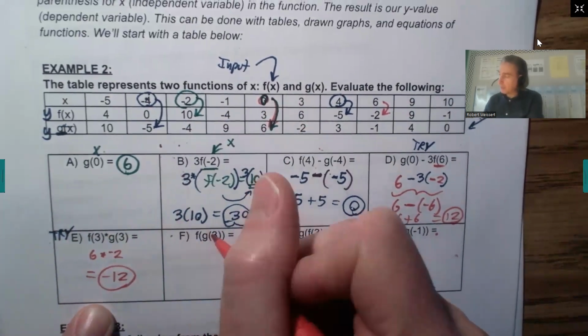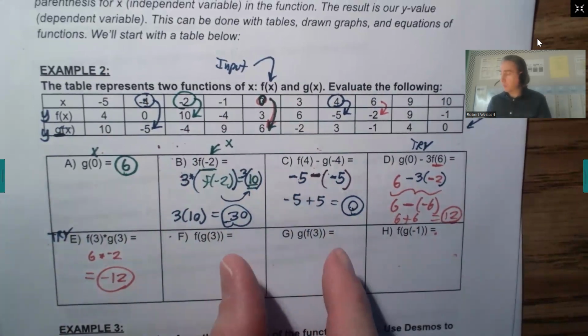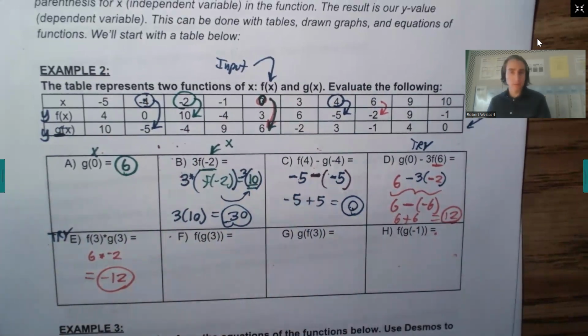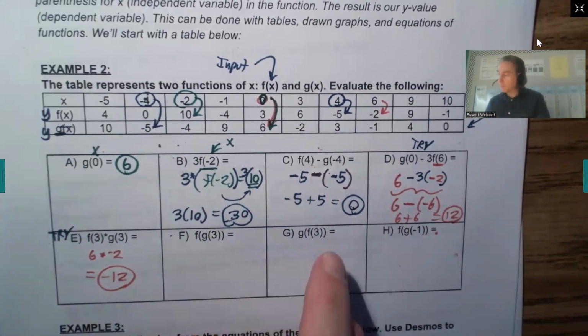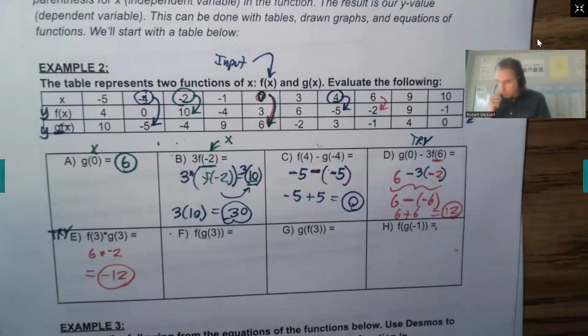And these ones are kind of honors level extensions. Feel free to watch if you're not in honors, because they're not difficult. You just got to know how to read through the table and understand the sequence and order of them. So I'll walk you through the first couple, and you can try that last one.